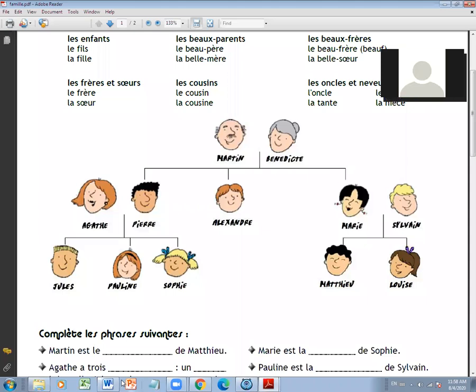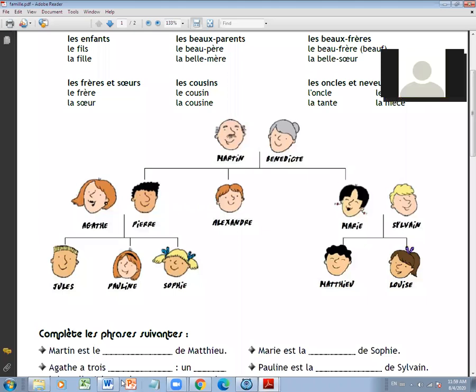Why? La femme. Femme. We are getting it. Now, how is Agathe calling Sylvain? Or Sylvian, how you call it?